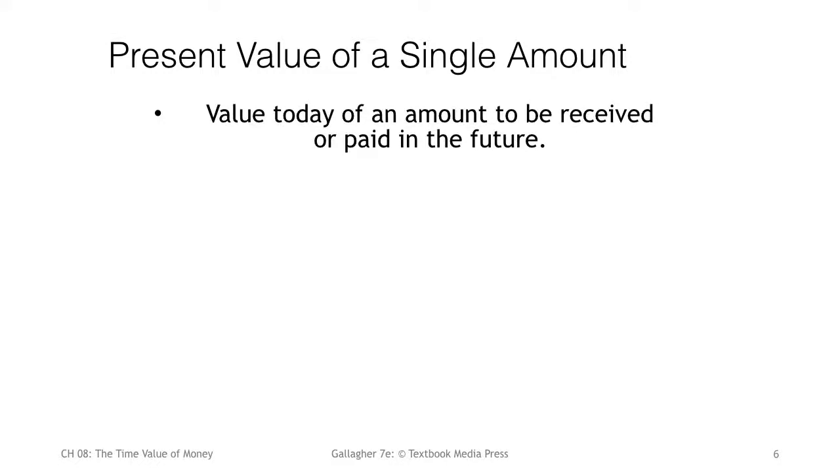Now, whereas future value is a multiplication exercise, present value is just the opposite. It's a division exercise. And so if we wanted to calculate the present value of an amount of money that I was going to receive 1 year out, we would divide that amount of money by 1 plus the discount rate. They changed the term from interest rate to discount rate.